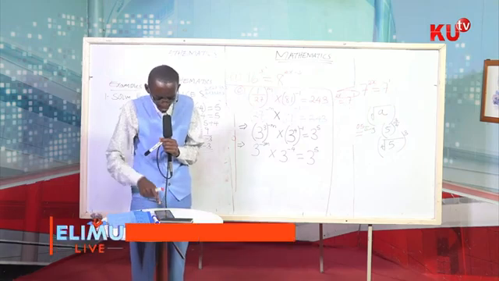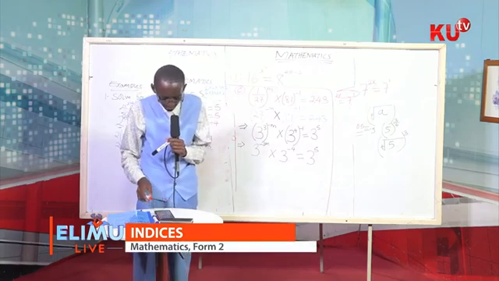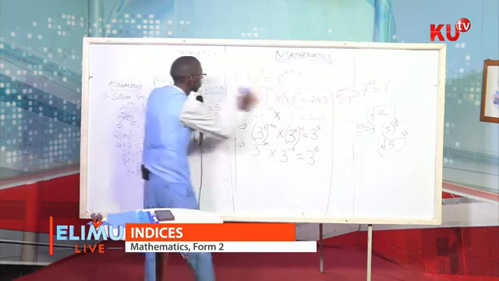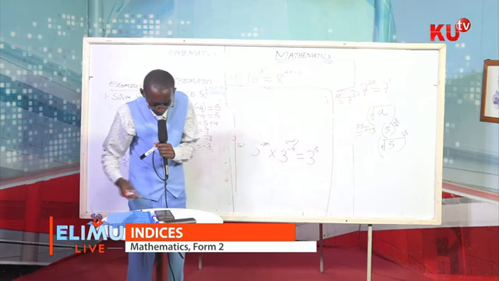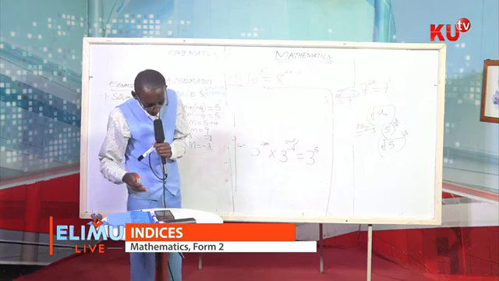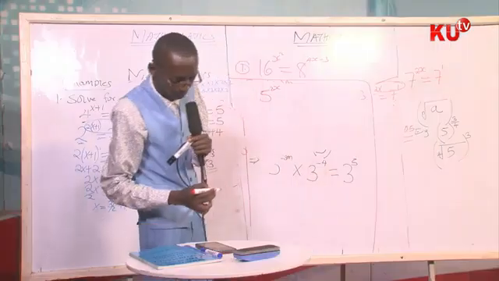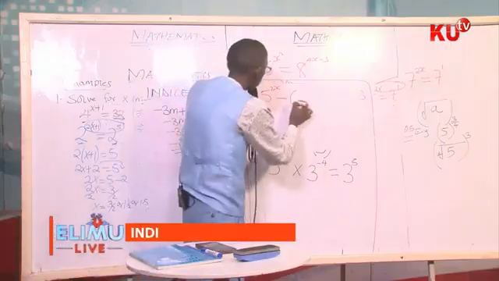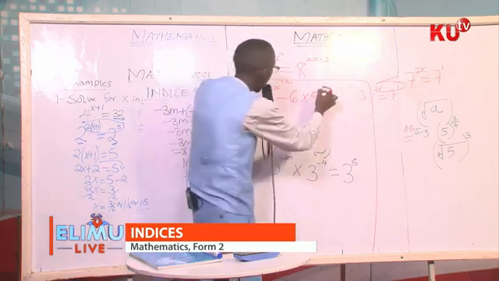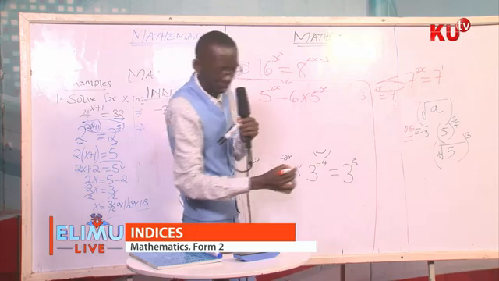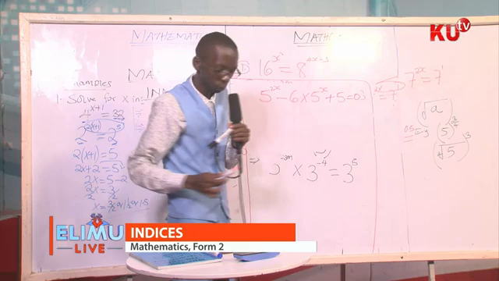Solve for x. I gave you 2 questions, so I'm giving you another one. Solve for x in the equation: 5 to power 2x minus 6 times 5 to power x plus 5 is equal to 0.